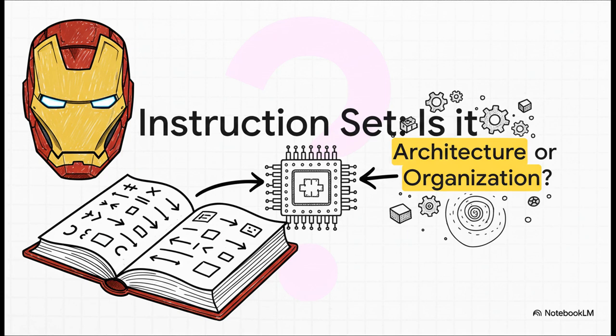Thinking back to our Iron Man suit, is a computer's instruction set, that's the list of all the commands it understands, part of its architecture or its organization? It's architecture, because it defines what the computer can do, which is what the programmer actually sees and interacts with.